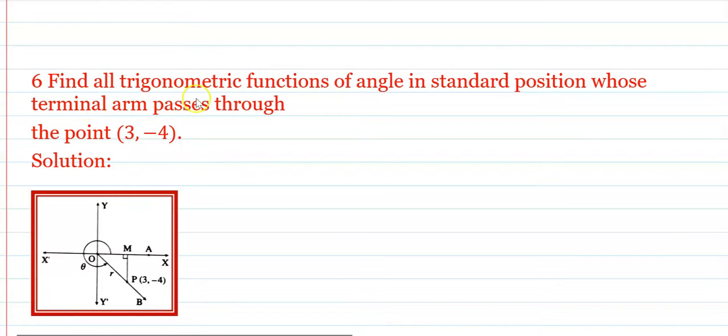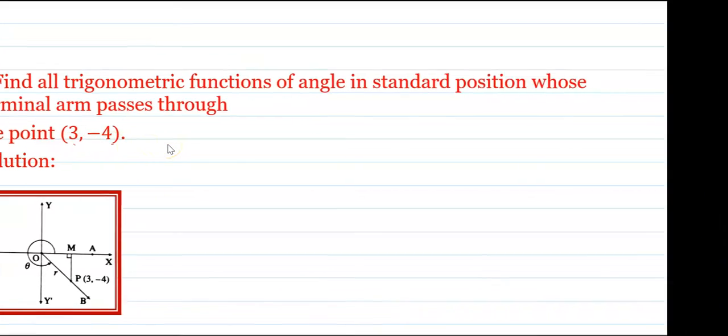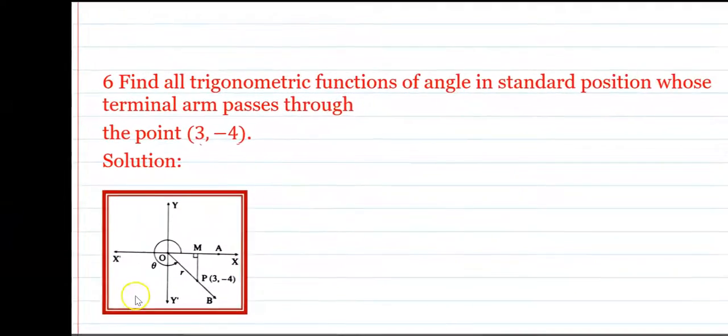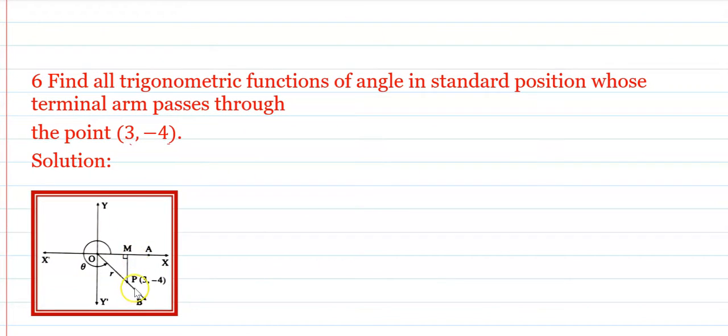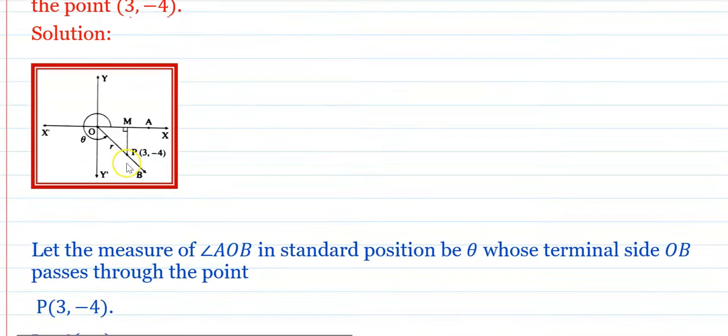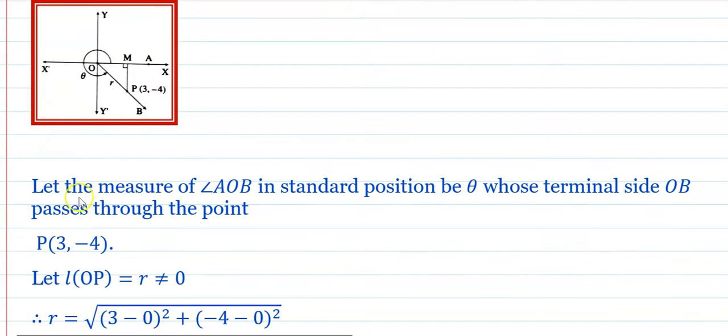Okay. Now the next question. Find all the trigonometric functions of the angle in standard position whose terminal arm passes through (3, -4). The given point lies in the fourth quadrant. Draw the perpendicular PM to the x-axis. OP is the distance, MP is the y distance, OM is the x distance. We'll find out the value of r.